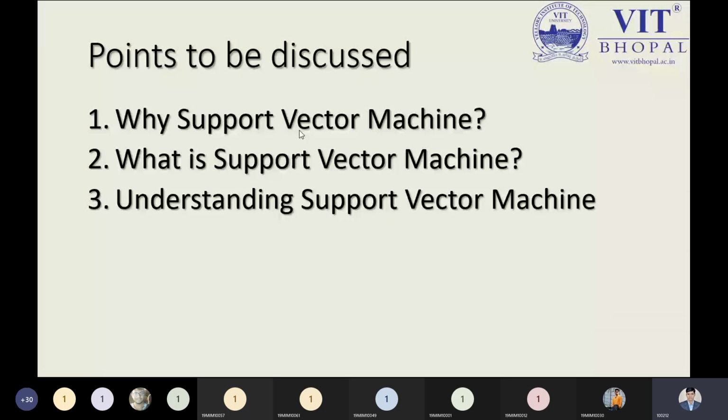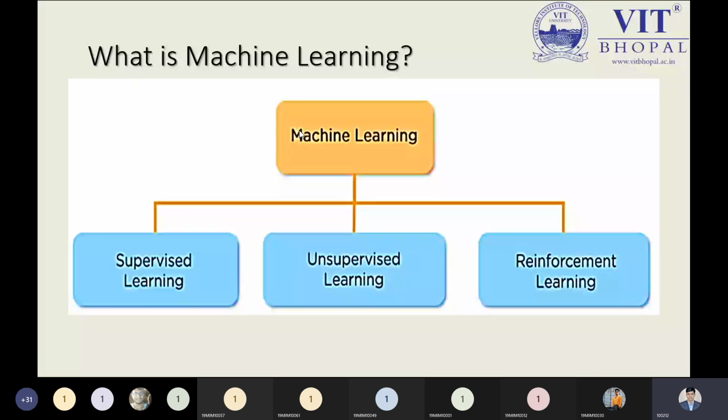I will tell you each and everything from scratch so you can understand properly. So what are the points required to be discussed here? That is why support vector machine, what is support vector machine, and understanding support vector machine. Let me give a little bit of idea about what is meant by machine learning.